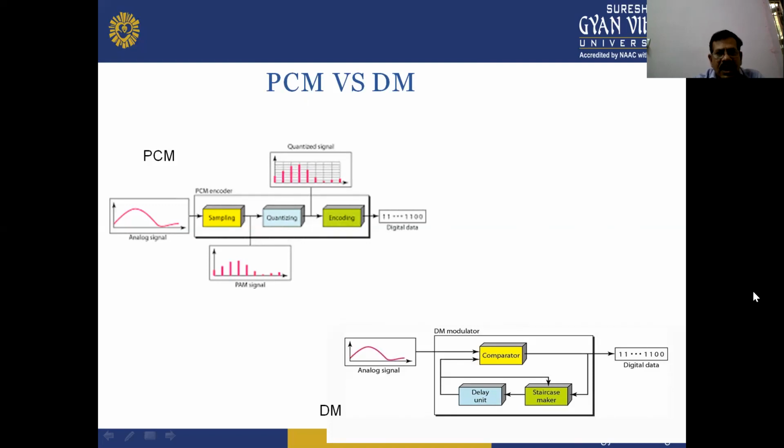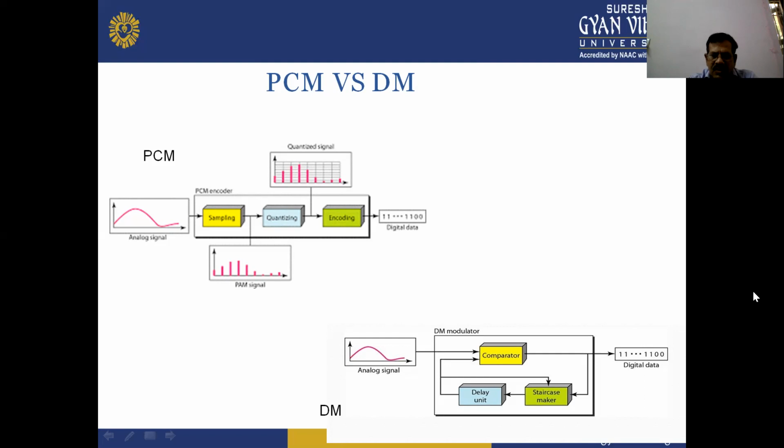The output of the quantizing network gives quantized signals, which are applied to the encoding network, where we convert the analog signal into a digital signal. So this signal is converted into digital form, or 0101 form. So this is the pulse code modulation system, in which the analog signal is converted into a digital signal with the help of sampling, quantizing network, encoding network, and pulse amplitude signal. This is the conversion process in the PCM system, and in the delta modulation system, the analog signal also converts into digital data.